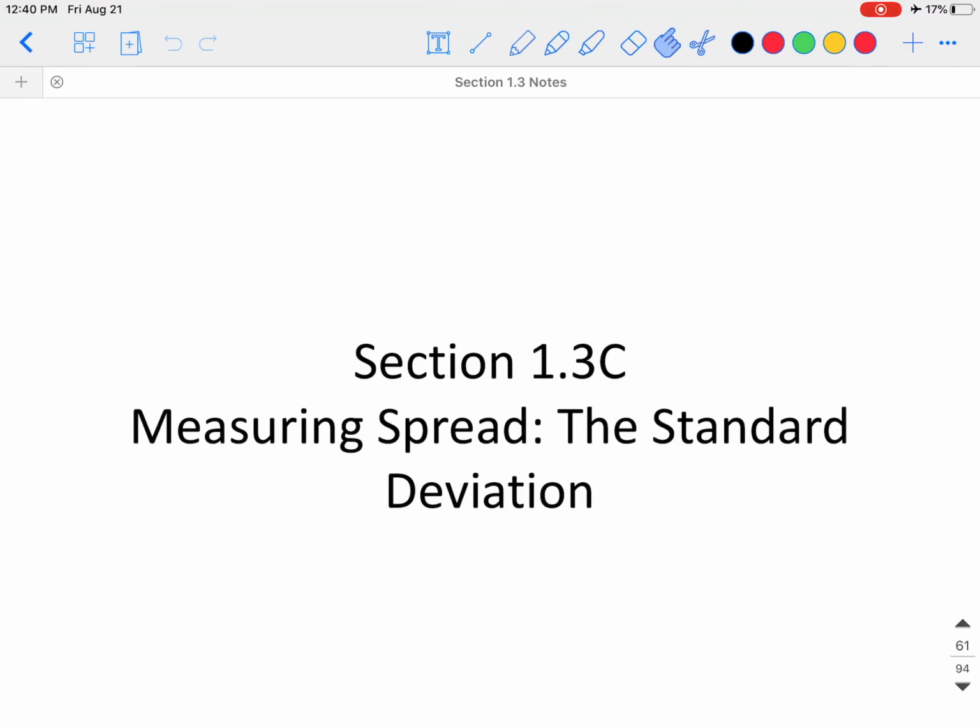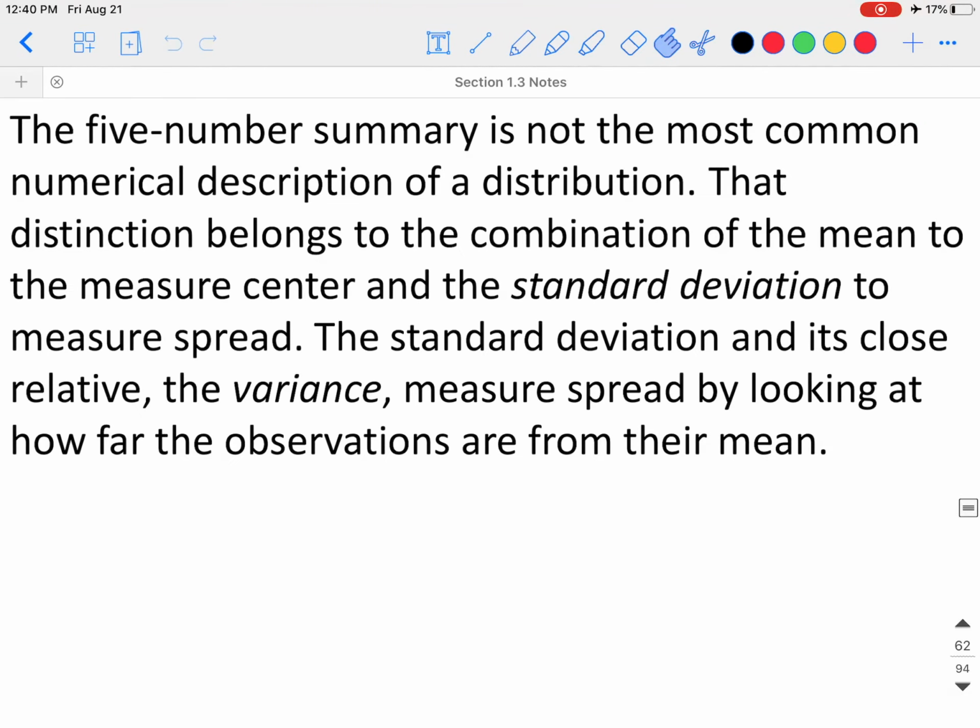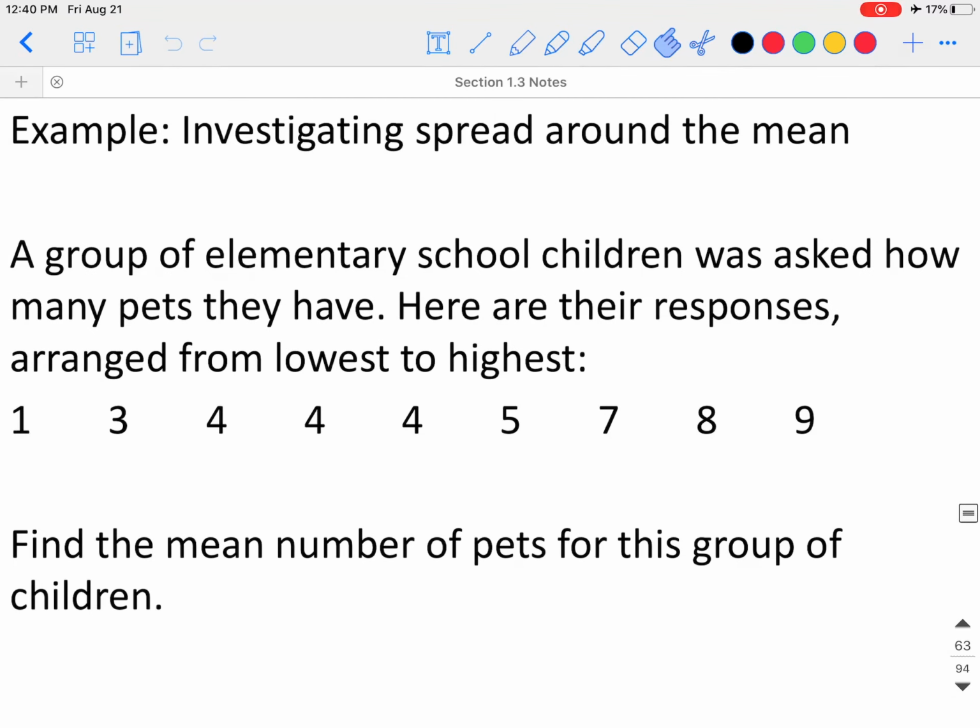This is section 1.3, part C, measuring spread. The 5-number summary is not the most common numerical description of a distribution. That distinction belongs to the combination of mean as the measure of center and standard deviation as the measure of spread. The standard deviation and its close relative, the variance, measure spread by looking at how far the observations are from the mean.